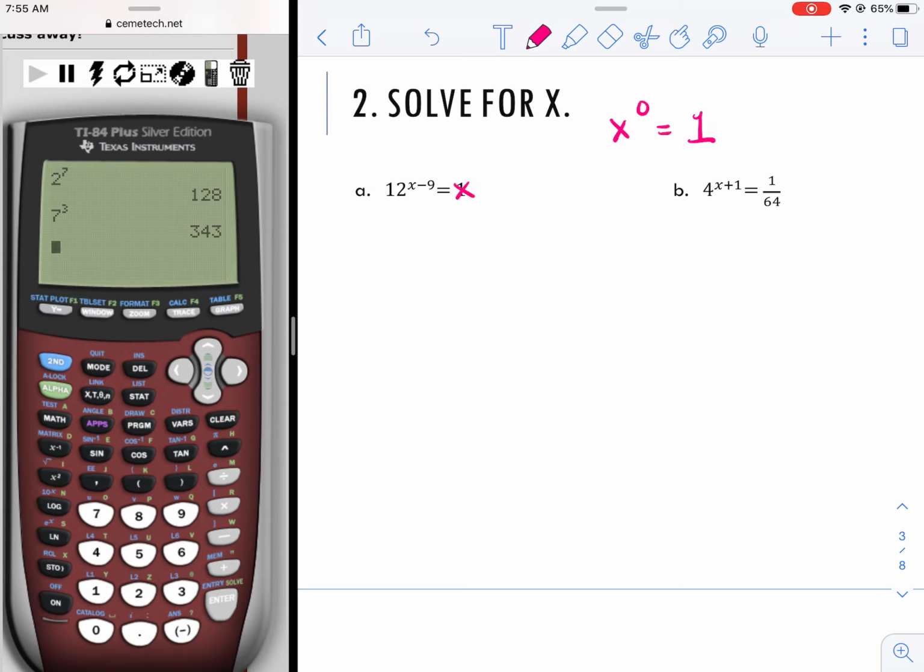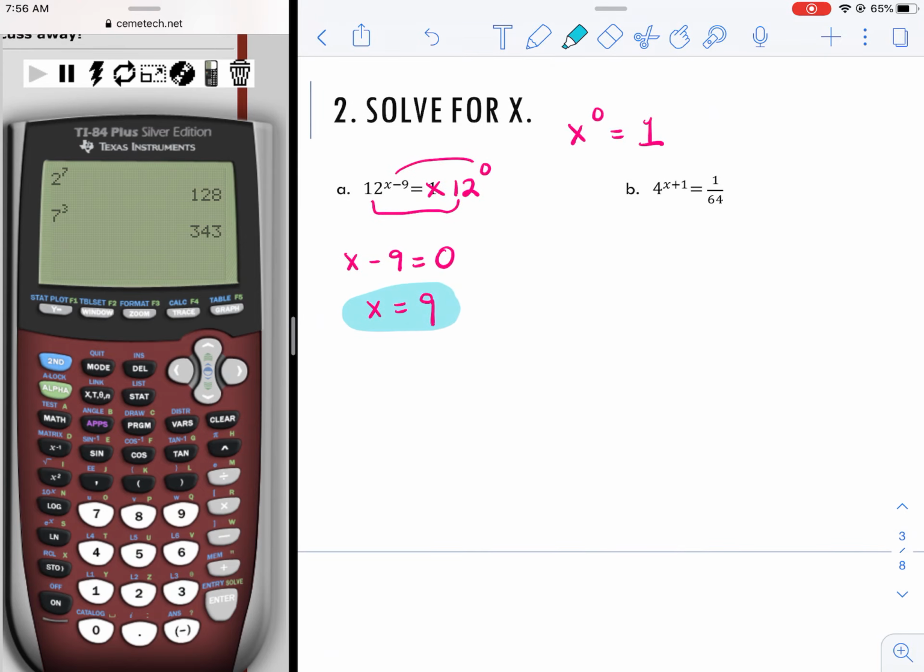So that means I can change this 1 and replace it with any base to the 0 power. Because I want my bases to be the same, I'm going to replace 1 with 12 to the 0 power. Now that my bases are the same, my exponents also have to be the same. So I'm going to set x minus 9 equal to 0. And then if I add 9 to both sides, I get x equals 9.